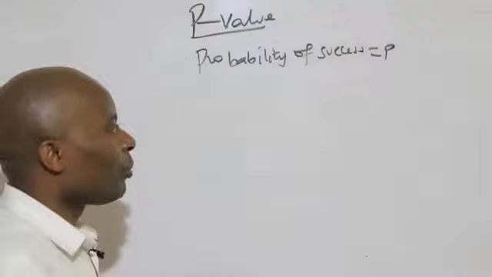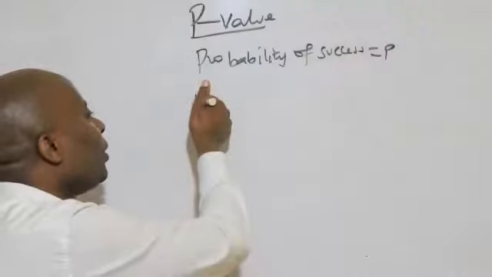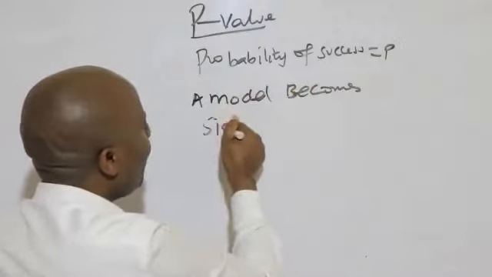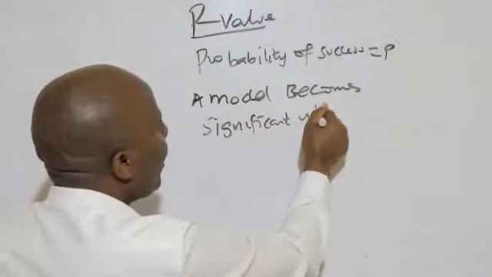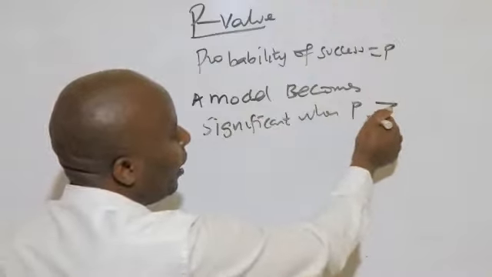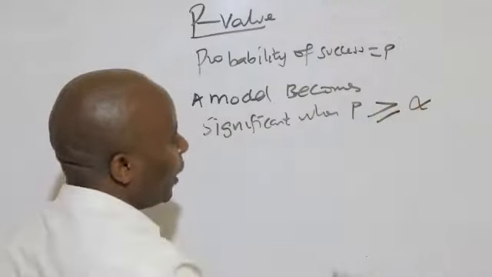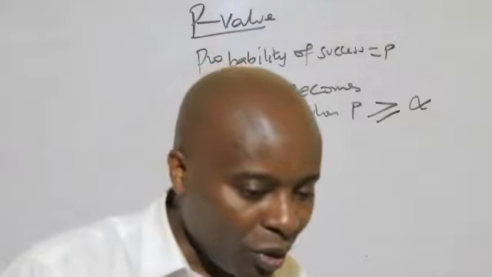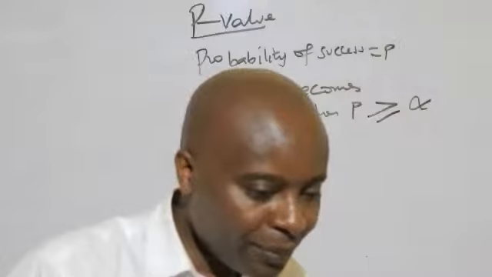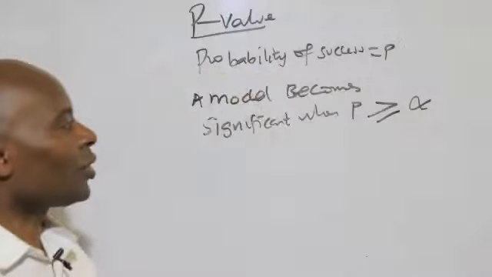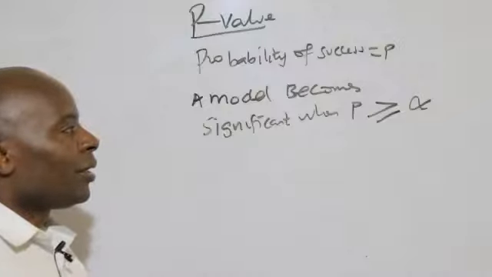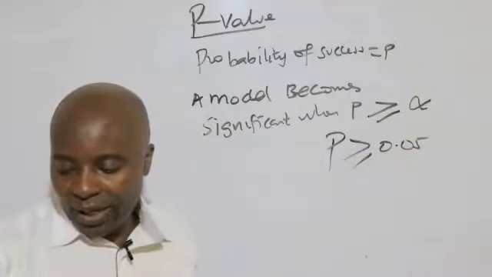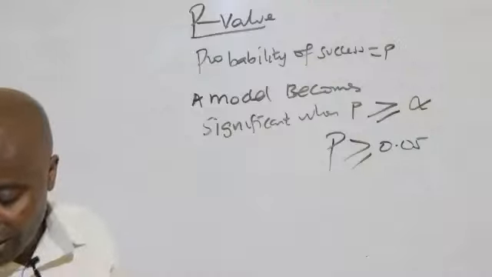Because for us to say that a model is significant, a model becomes significant when P is greater or equal to the level of significance. So remember the level of significance here. So P should be greater or equal to 0.05. Just that. And you can see the P values given, ladies and gentlemen.